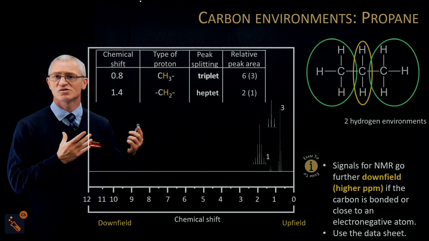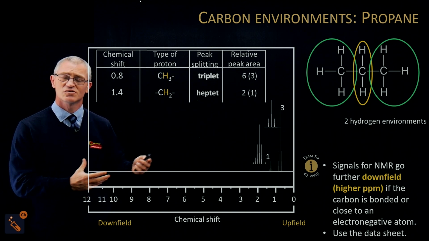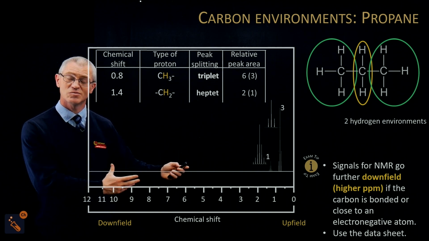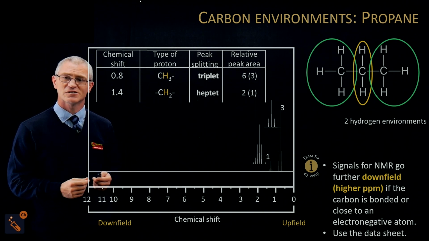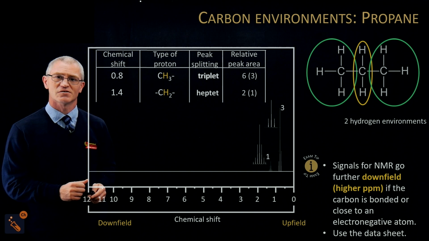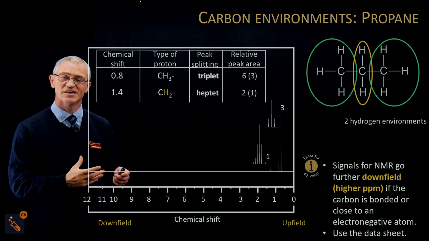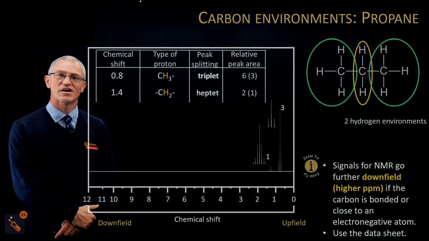Now, we've gone through 2 examples that use symmetry and just use electronegativity to give you an idea of the peak splitting and what you'd see. Okay, and hopefully you've now got an inkling of how to do, at the very least, ethanoic acid and propane.